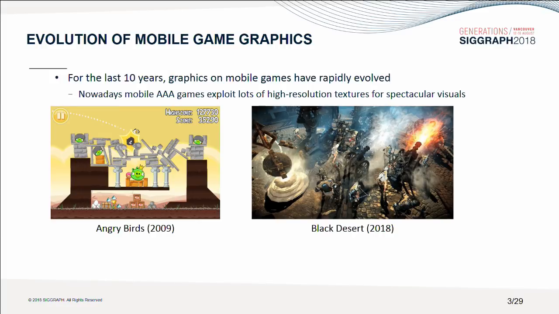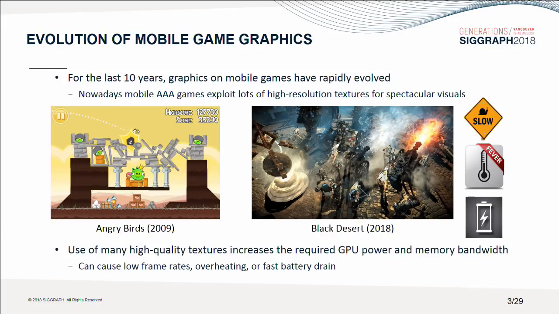For the last 10 years, graphics of mobile games have rapidly evolved. You can see the graphics difference between an old game, Angry Birds, and Black Desert. Like Black Desert, nowadays mobile AAA games exploit lots of high resolution textures for spectacular visuals such as shadows, lighting, and so on. However, use of many high quality textures increases the required power and memory bandwidth. It can cause low frame rates, overheating, or fast battery drain.